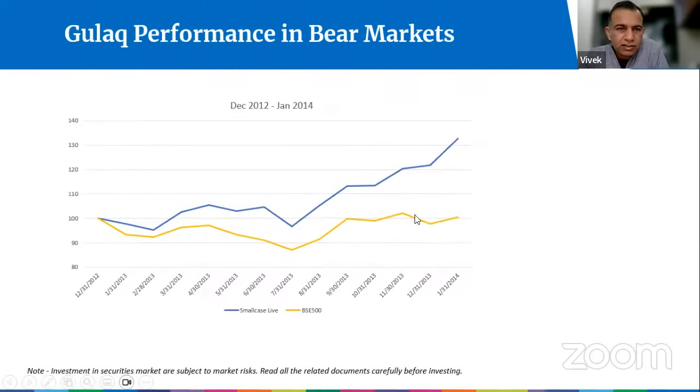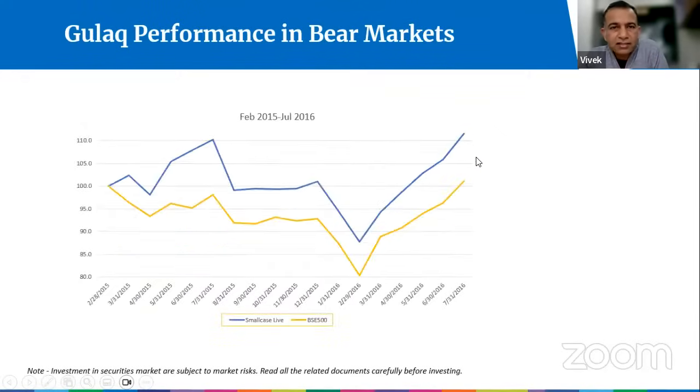Maybe we can take a detailed look also in 2013. This is what has happened. Markets fell about 12, 13% and then recovered in the next 5, 6 months. So over this period from December 2012 to January 2014, roughly 14 months, market fell and then recovered. During this same period of 14 months, this Gulaq strategy, again this is backtest, but as per the current rules, as per the current strategy, this would have given about 30% returns, right?